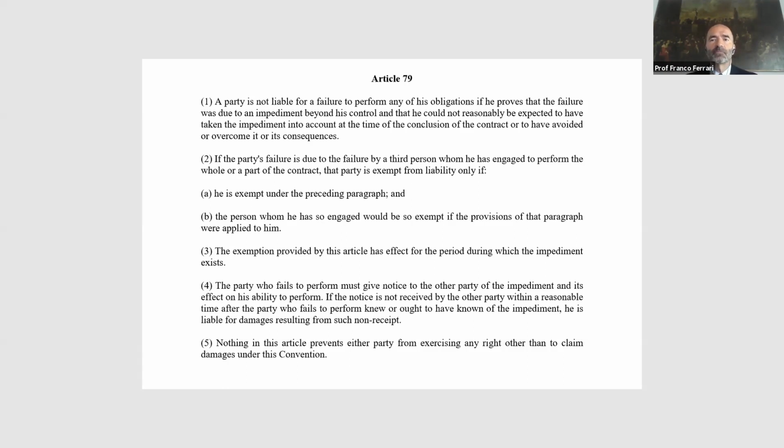sunt servanda. Now, the starting point of any inquiry into the meaning and scope of any of the CISG provisions, including Article 79, is, as we all know, constituted by the text of the provision itself. In other words, like any other treaty, the CISG is generally to be interpreted according to the four corners of the document. This textual approach is fundamental to the interpretation of the CISG and any of its provisions, including the one to be dealt with here, Article 79.